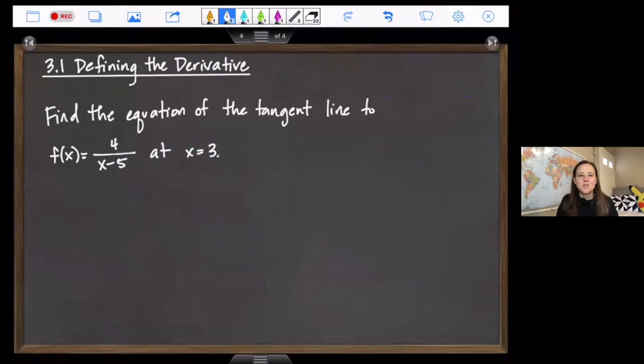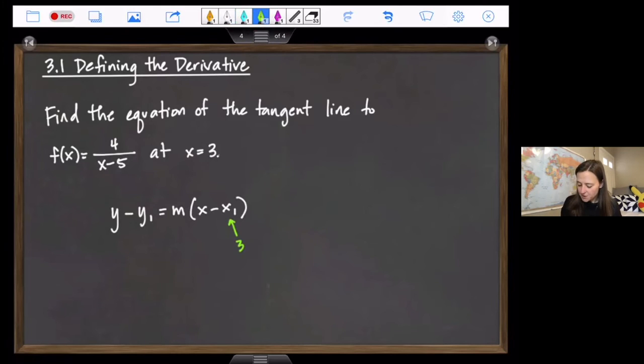Here's the other function that we found a derivative for in the last video: f of x equals 4 over x minus 5 at x equals 3, and we'll find the equation of the tangent line. Again, let's write down y minus y1 equals m times x minus x1. The x1 they gave us is 3. We'll find y1 by evaluating the function at that x coordinate, so f of 3. And we know that the slope, because this is a tangent line, is going to be f prime of 3.